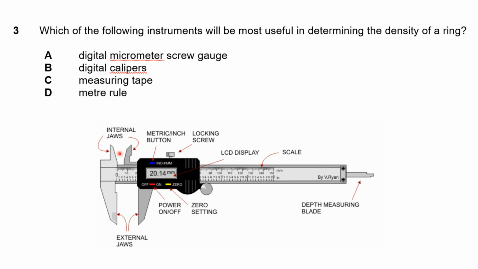That is the opening of the ring, as well as external jaws that can measure the outer diameter, so how wide the ring is, as well as the thickness of the ring in many different types of measurements across the ring, or the width of the ring, and so on and so forth. You can't do this with a micrometer screw gauge because the inner diameter is not something that a micrometer screw gauge can measure. Neither could you do so with a measuring tape or a meter rule.